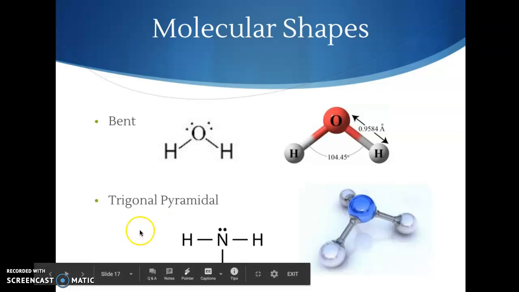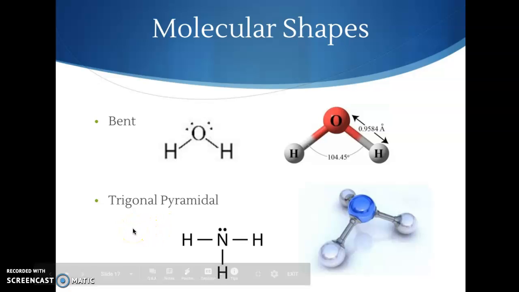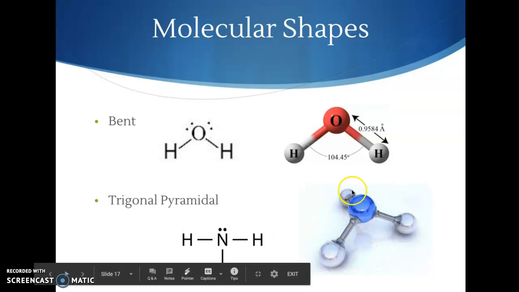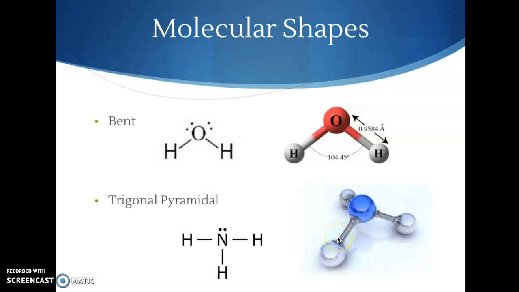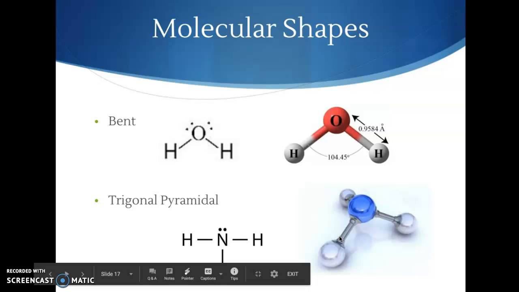The next one is trigonal pyramidal. With trigonal pyramidal, you have three atoms bonded to the center atom, and you have one lone pair of electrons on the center atom. And if you draw this out, it forms kind of like a flat pyramid of the atoms, where that center atom is up a little bit.